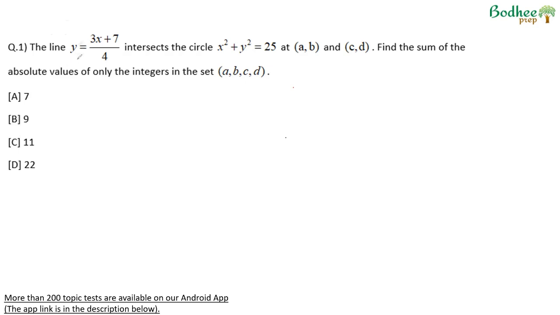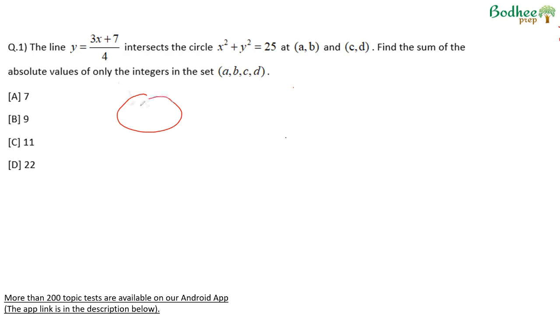y is equal to 3x plus 7 by 4. Y is equal to 3x plus 7 by 4 is a line that intersects the circle x square plus y square is equal to 25 at A, B, and C, D. These are the coordinates of the points where the intersection happens.